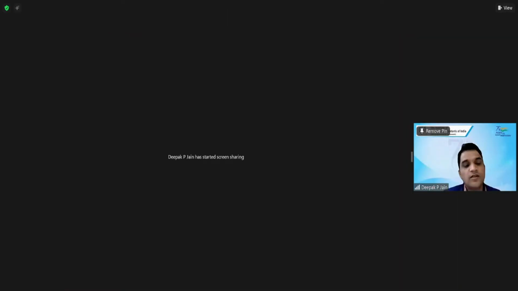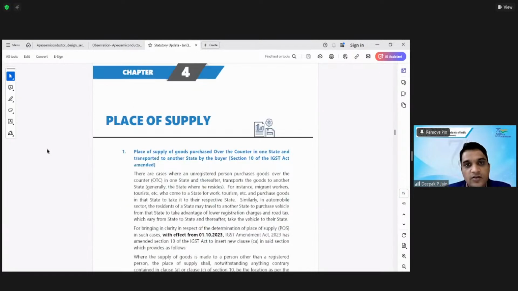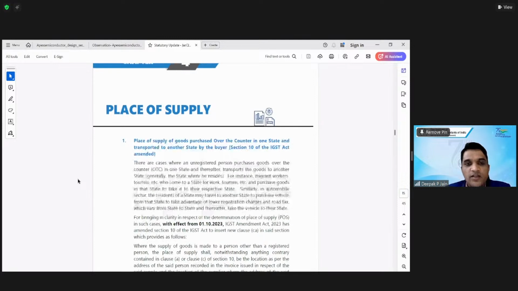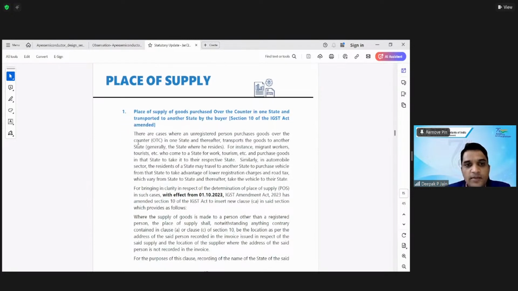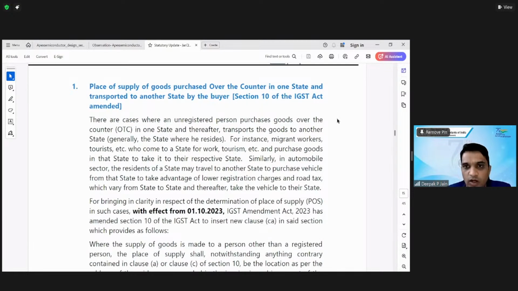Okay. So this has basically been an amendment. That's the highlight of this. If you see the amendments for January 2025, they've included it there itself. Of course, this will have an impact for May 2025 exams also, wherein they are saying what happens in case of place of supply of goods purchased over the counter in one state and transported to another state.